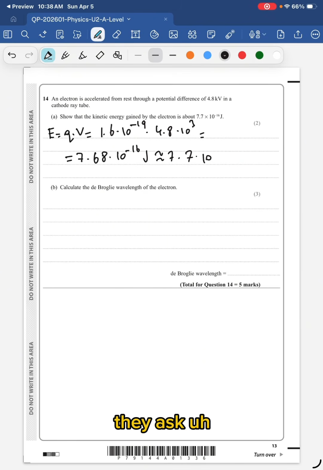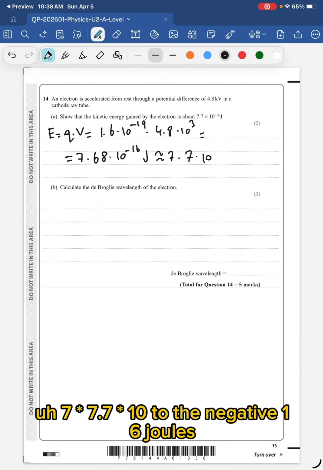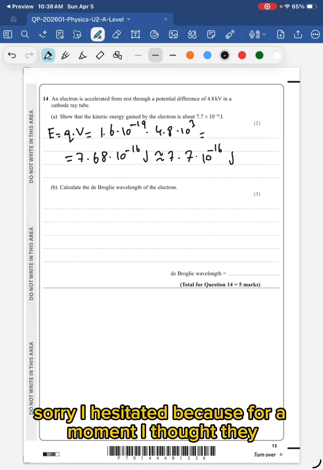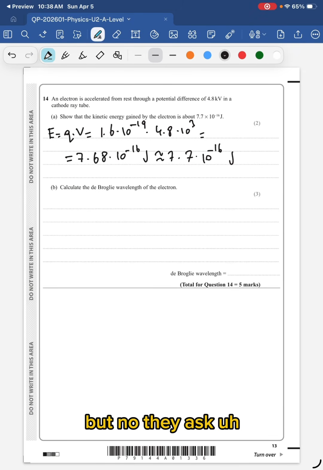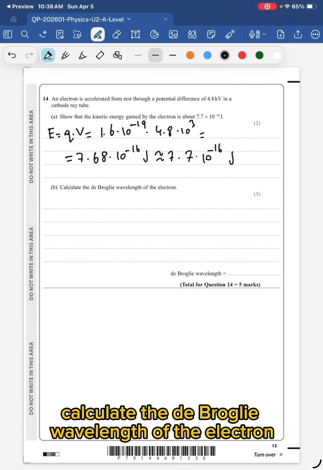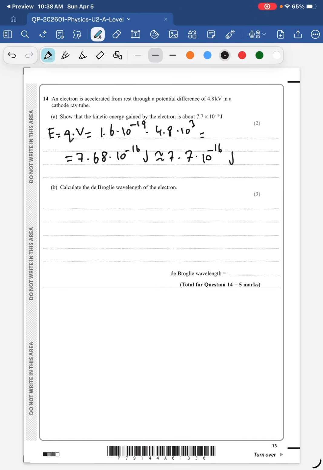Wait, they ask, yeah, 7.7 times 10 to the negative 16 joules. Sorry, I hesitated because for a moment I thought that they asked for the energy in electron volts, but no, they ask for the energy in joules, which matches the energy they ask. So that's good. Okay, B, calculate the de Broglie wavelength of the electron.